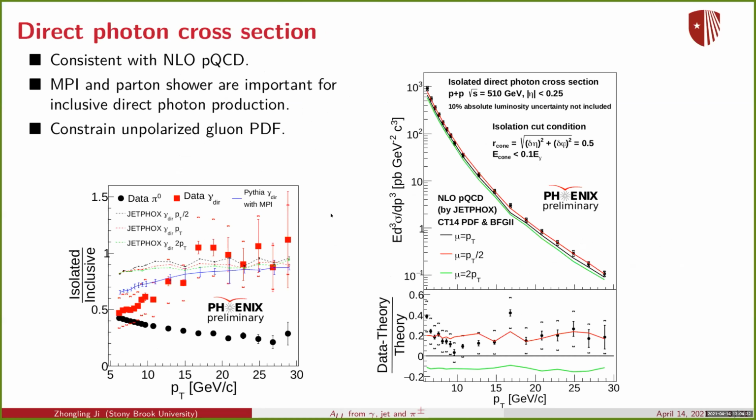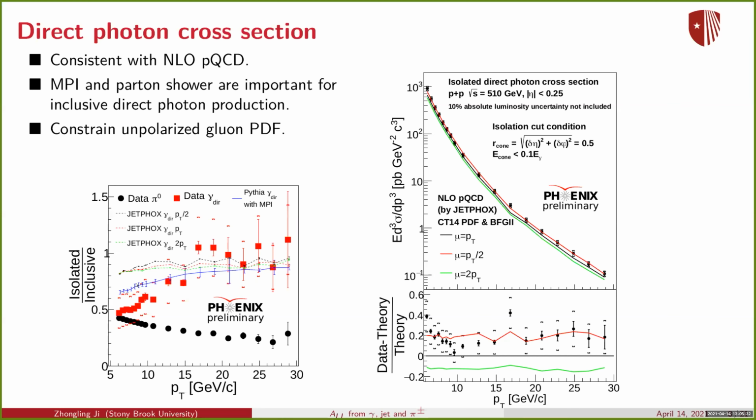The direct photon cross section is shown here. We compared with the JETPHOX calculations, and it is consistent with the JETPHOX measurement. In the left plot, we show the isolated over inclusive direct photon and pi 0 ratio. These black points are the isolated pi 0 over inclusive pi 0 ratio. So we can see the isolation cut reduces a lot of pi 0 background. The isolated over inclusive direct photon is shown by these red dots. This is the data, and this blue line is the ratio from PYTHIA calculation.